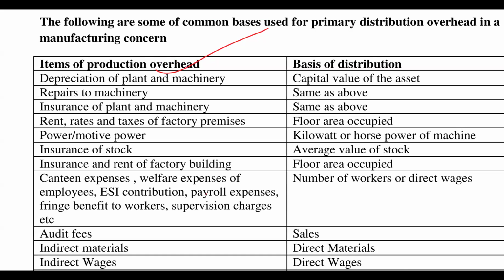Apart from that, you also have the other overhead, that is the repairs to machinery. Now, how can we do that? You are repairing machinery. If you are given the cost for machinery, why not use the cost of the machinery as well? Similarly, the insurance of plant and machinery, the insurance of the factory. Please, you use the capital value of the asset.